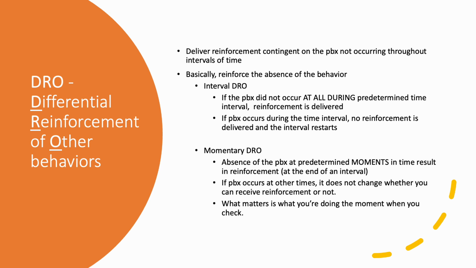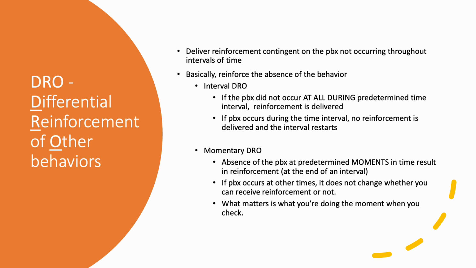Okay, so now we're going to talk about another procedural variation of differential reinforcement, and this is known as differential reinforcement of other behaviors, or DRO. DRO is when we deliver reinforcement contingent on the problem behavior not occurring throughout an interval of time or during a specific time, okay? So basically what we're doing with differential reinforcement of other behavior is we are reinforcing the absence of the problem behavior.